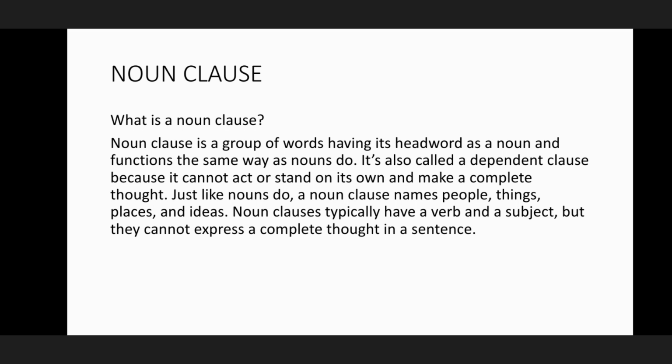Just like nouns do, a noun clause names people, names things, names places, and ideas. And noun clauses typically, as I said earlier, have verbs and subjects in the group of words. But the fact is, they cannot express a complete thought. That is what a noun clause is. Now, under this, how do you identify a noun clause in a sentence? Let's progress and look at how you can identify a noun clause in a sentence.